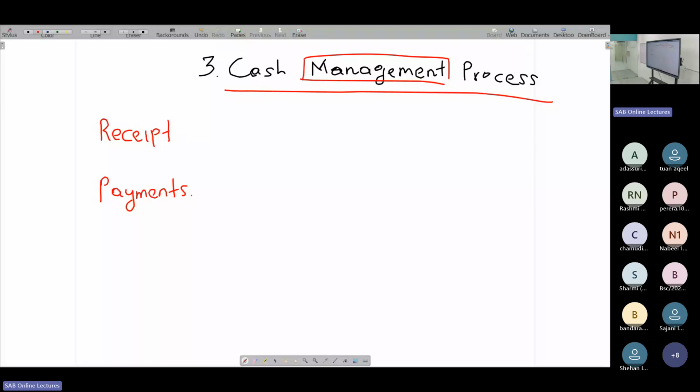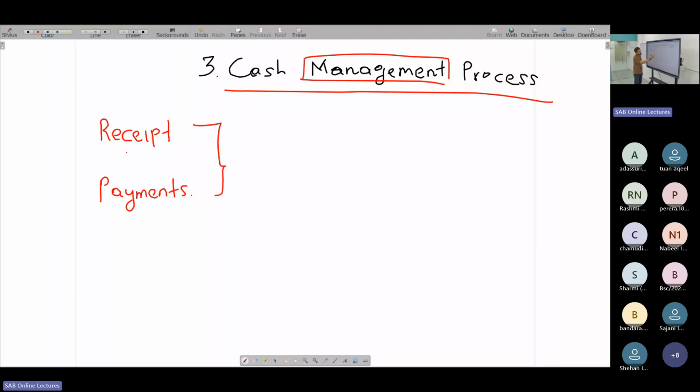Clear out here? Sales, purchase, cash involved. Okay, fine. Finally, receipt and payments. If you sell an item, then you will receive the cash. If you purchase any goods, you will make the payment. So, receipt and payments is the activity. Okay.